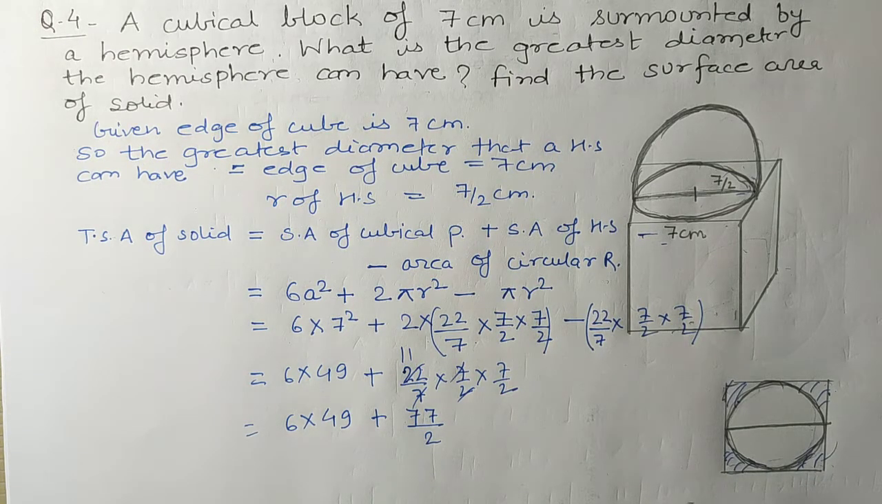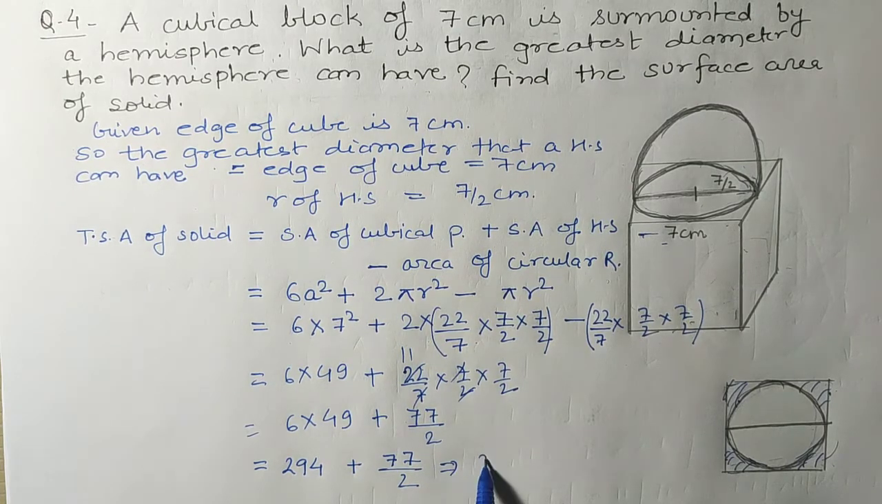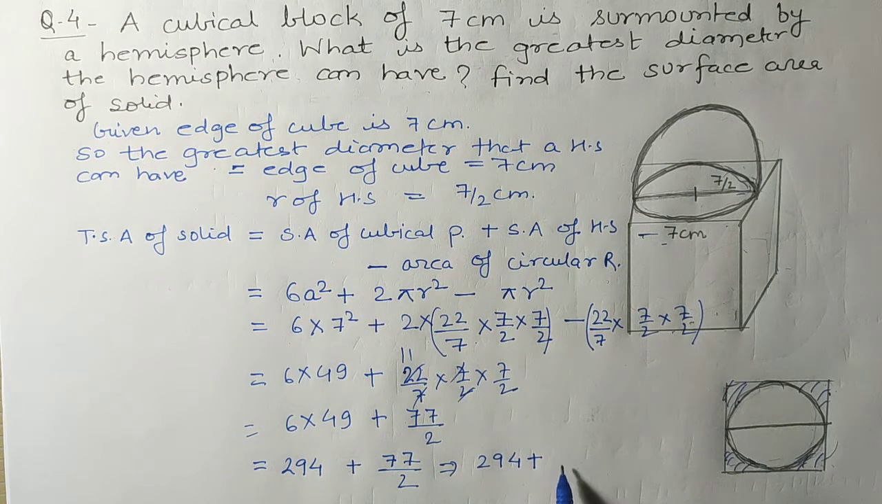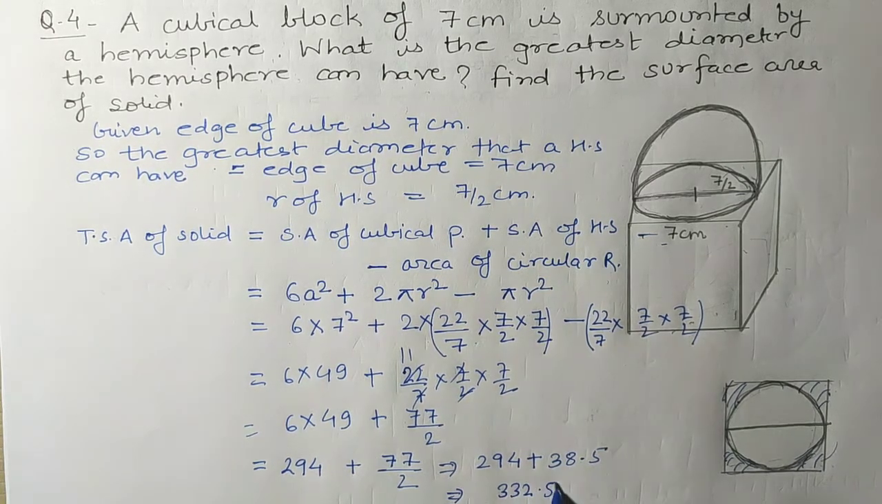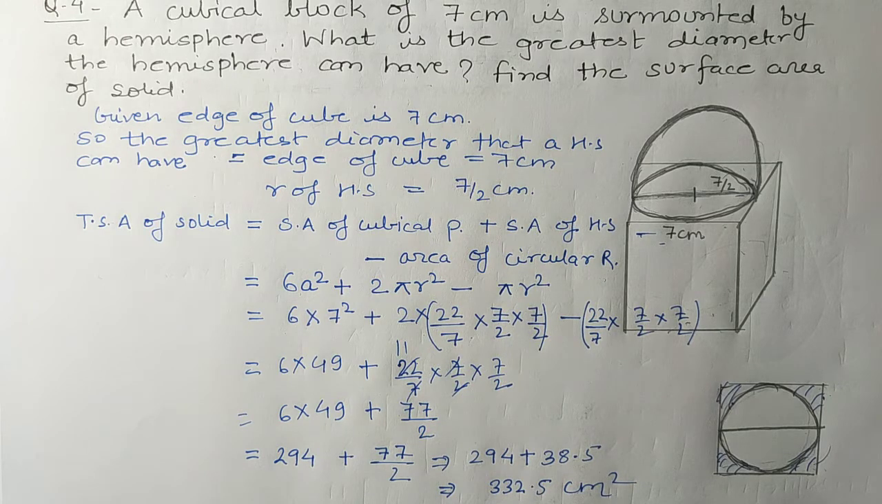Okay, now when we'll solve it, 6 into 49, that is 294, plus 77 by 2 means 38.5, and when you will add these two, you will get what? 332.5 centimeter square. Okay, so this will be the answer of this question, 332.5 centimeter square.